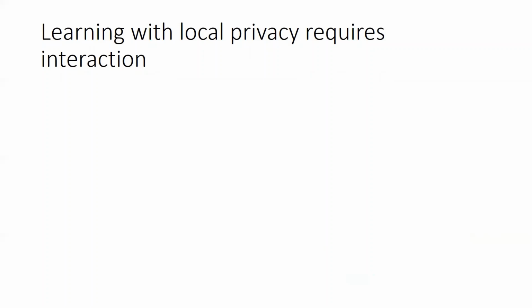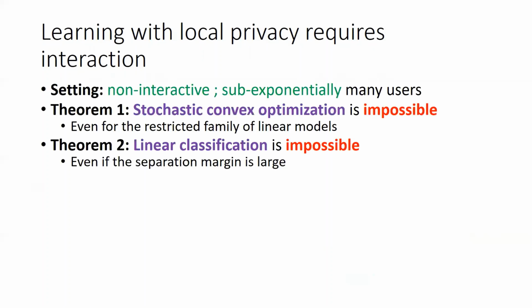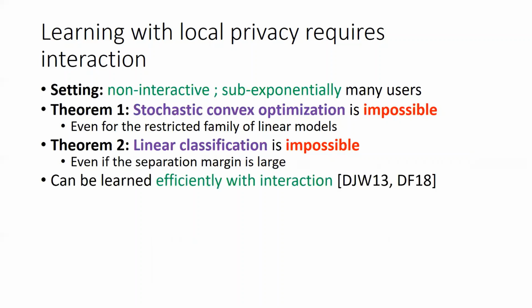Now we'll move to the main results. Here we show that interaction is in fact necessary in basic learning models if the number of samples is sub-exponential. In particular, this will hold for stochastic convex optimization of linear models and for linear classification with a large margin. And don't worry, because I will define these tasks later. We can compare this with the interactive model, where these tasks can be solved efficiently.